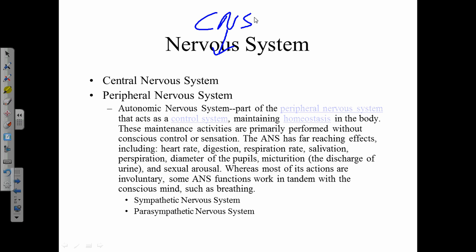And those are called the PNS, where the P stands for what? Peripheral. What's peripheral mean? Yeah, like around, to the side. Peripheral nervous system is everything that branches off the brain and the spinal cord. That system is divided into two main parts. The autonomic and the somatic.